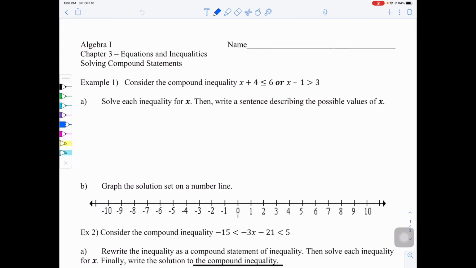Today's lesson is called Solving Compound Statements. So let's look at our first example. Consider the compound inequality x plus 4 is less than 6 or x minus 1 is greater than 3.